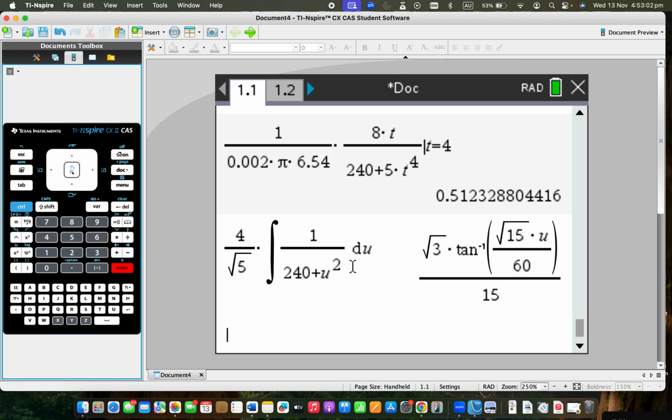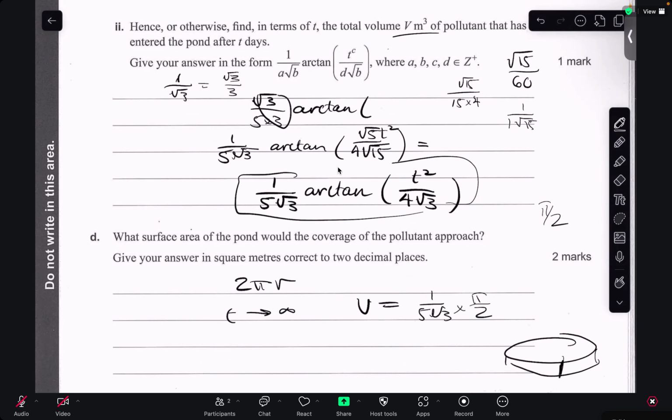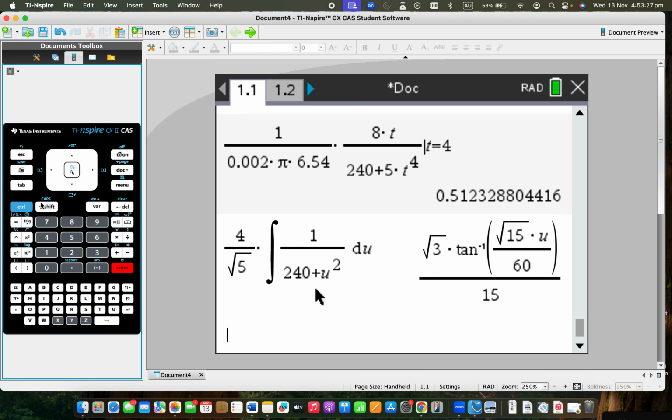Or we can figure out that when t approaches infinity, remember that's an arctan. Now arctan goes to pi over 2. So V goes to 1 on 5 root 3 times pi over 2, which is what? Oh, I wasn't even sharing my screen that whole time. Whoops. 1 on 5 root 3 times pi over 2.